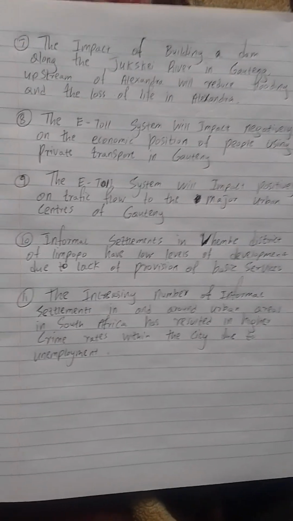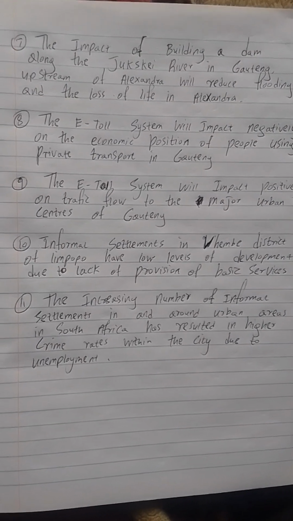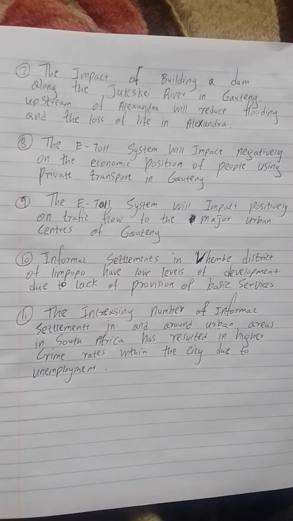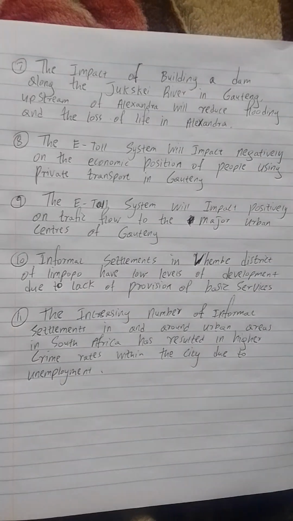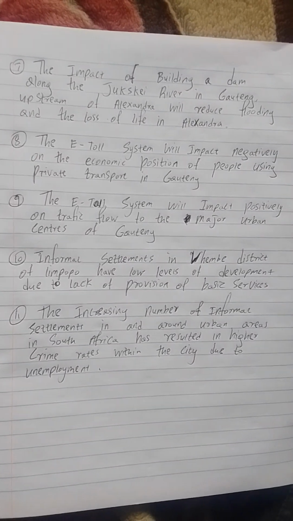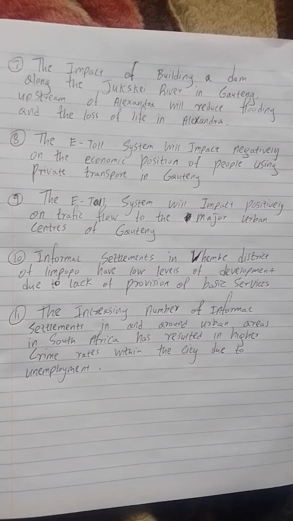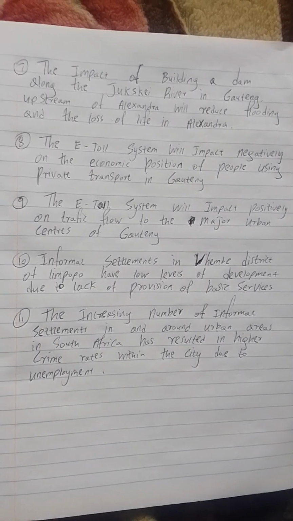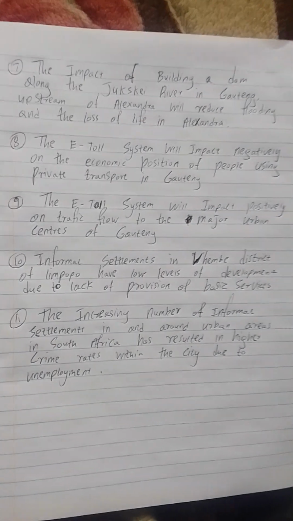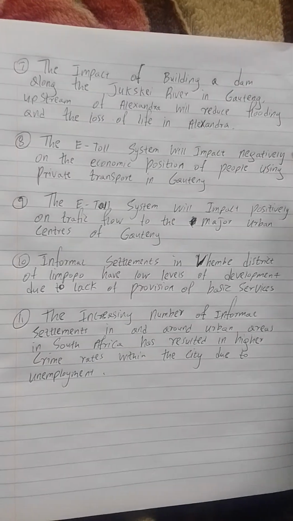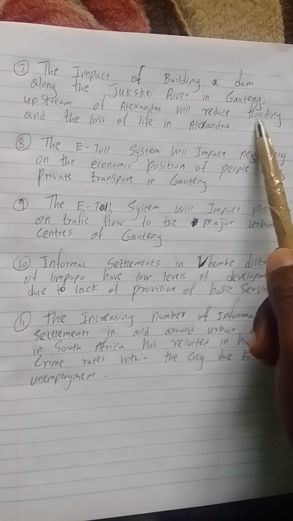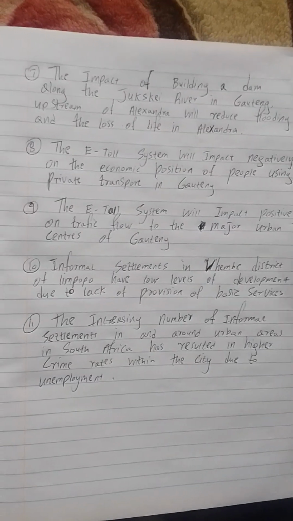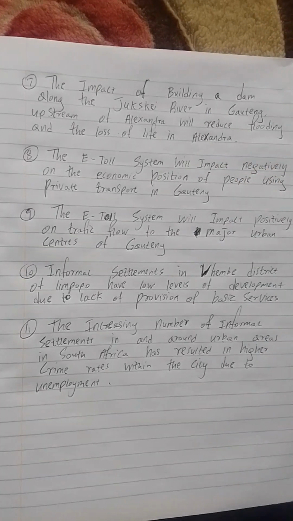The impact of building a dam along the Jukskei River in Gauteng, upstream of Alexandra, will reduce flooding and the loss of life in Alexandra. Now, the impact of building a dam. They say here, Gauteng, Alexandra, will reduce flooding and the loss of life in Alexandra. So, due to flooding, people were dying in Alex. Many people. You will check the statistics of how many people have died due to flooding in Alexandra.